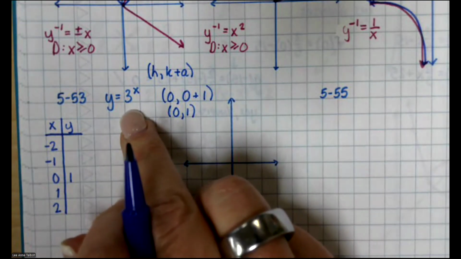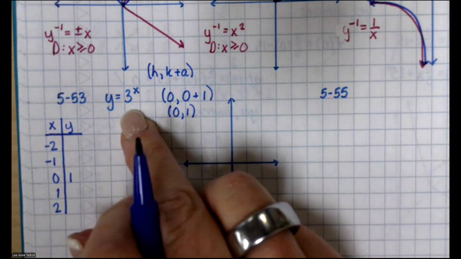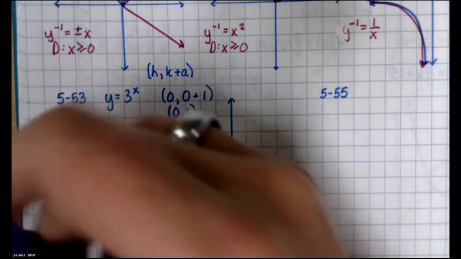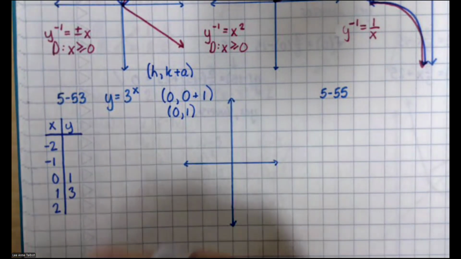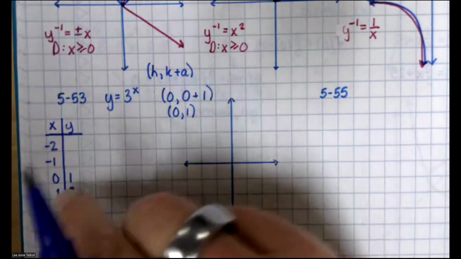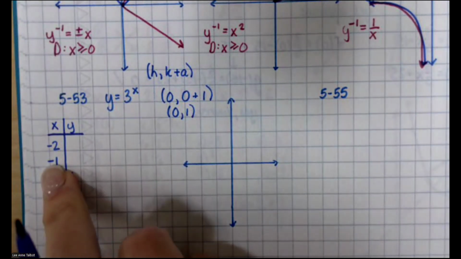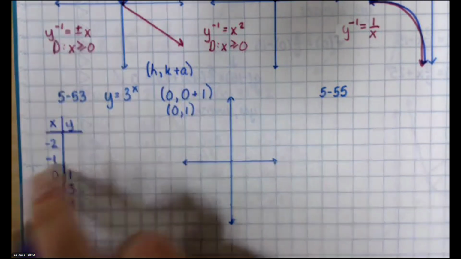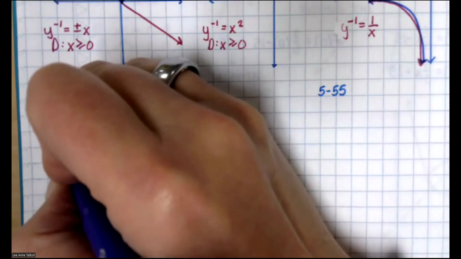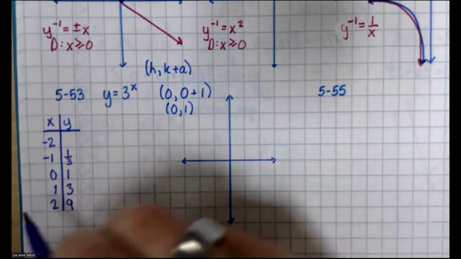Okay, do the easy ones first. What's 3 to the 1? 3. What's 3 to the 2? 9. Okay, now, important question. What's 3 to the negative 1? 1/3. Remember, it goes downstairs.